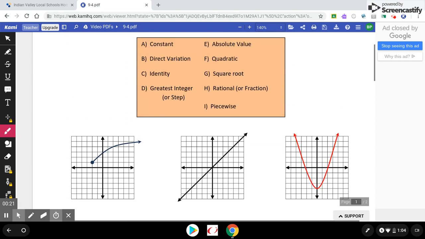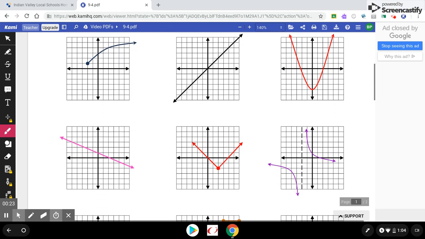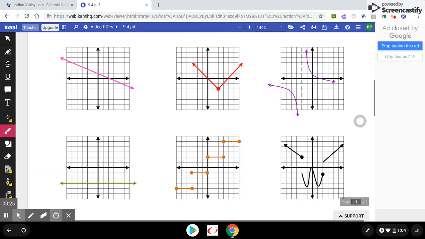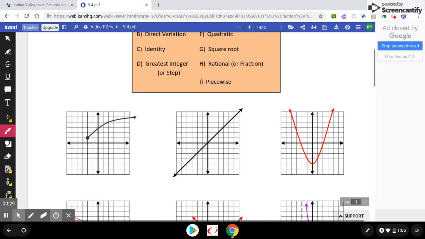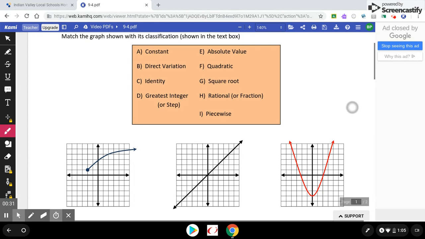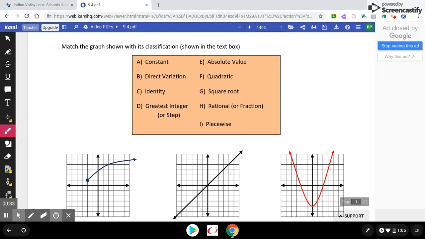And down below, let me scroll down and give you a quick peek, are 9 different graphs. Now, unfortunately, I'm going to have to scroll back and forth with you, but you can back up the video and check if you need to. So I'm just going to start with the ones I think are easiest.